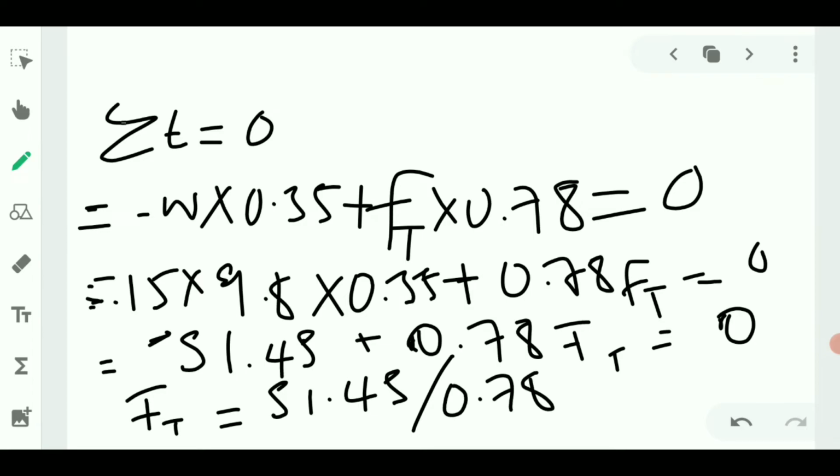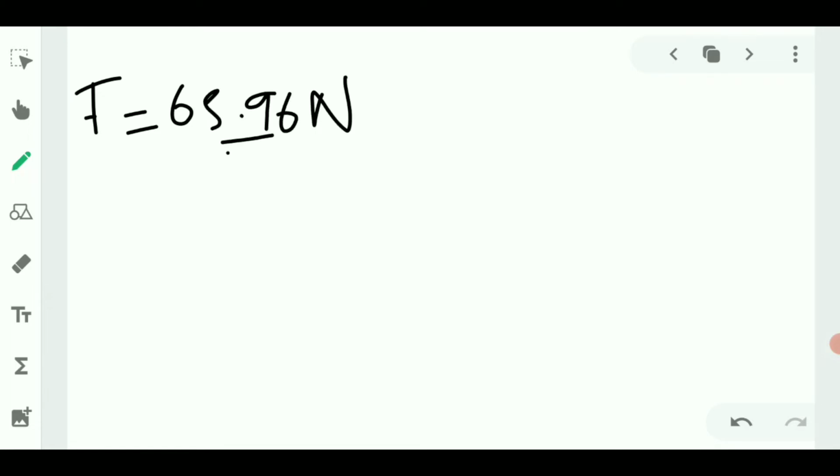If you do your calculations, you should find the value of ft, the force, will be 65.96 newtons. So the value of ft, our force, is equal to 65.96 newtons. Alright, now we can proceed and find what the question is asking us to find.